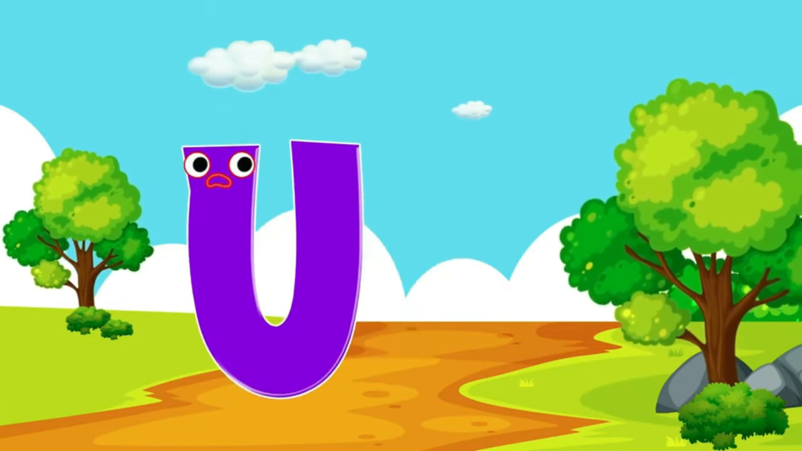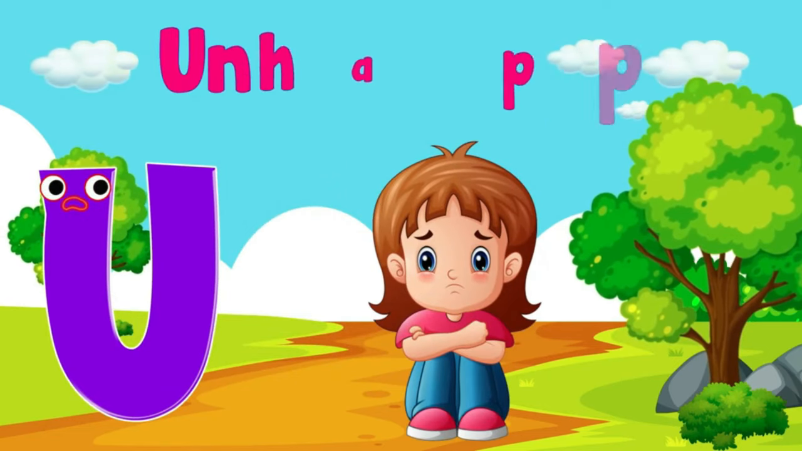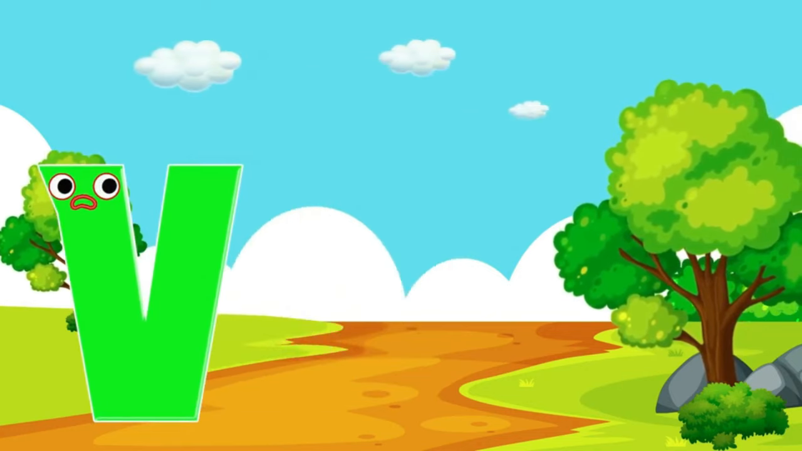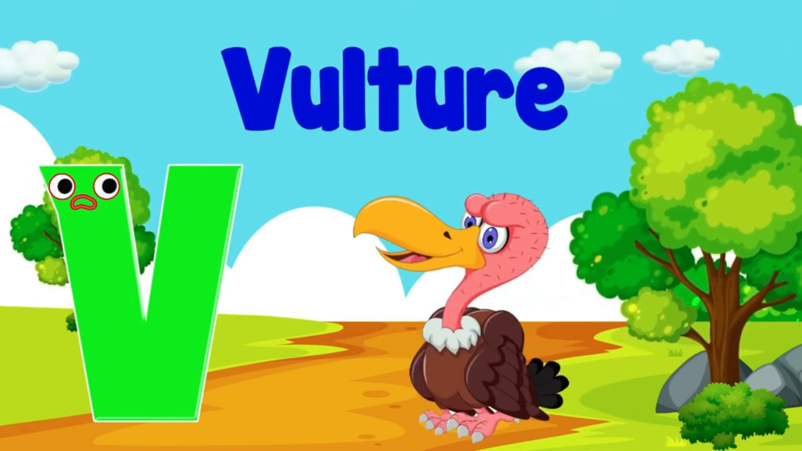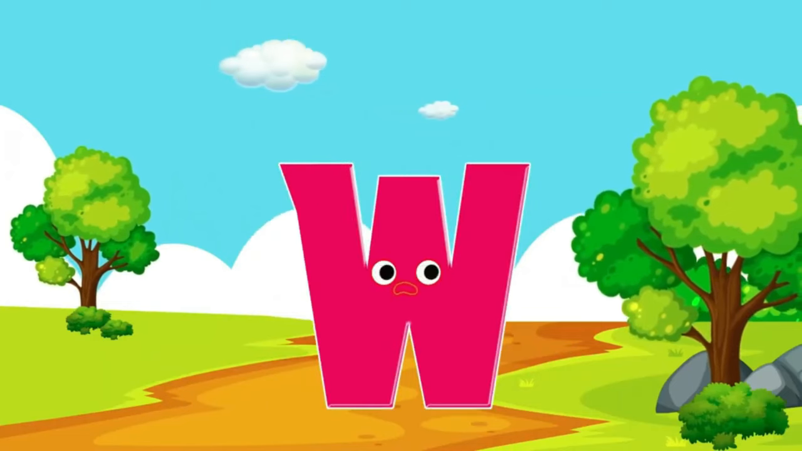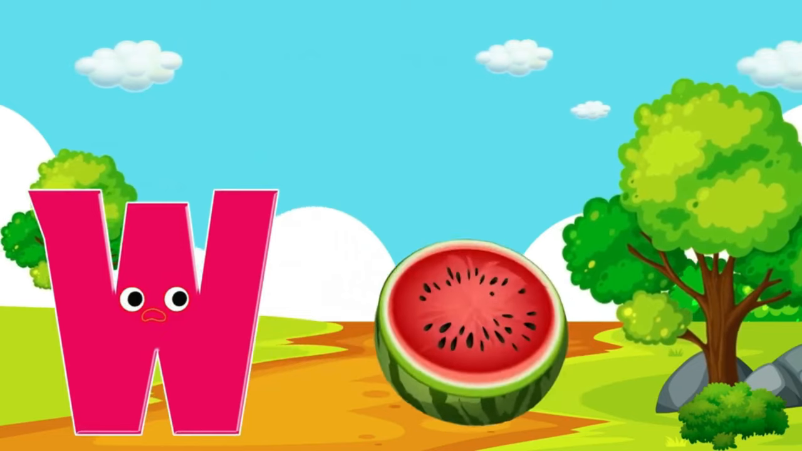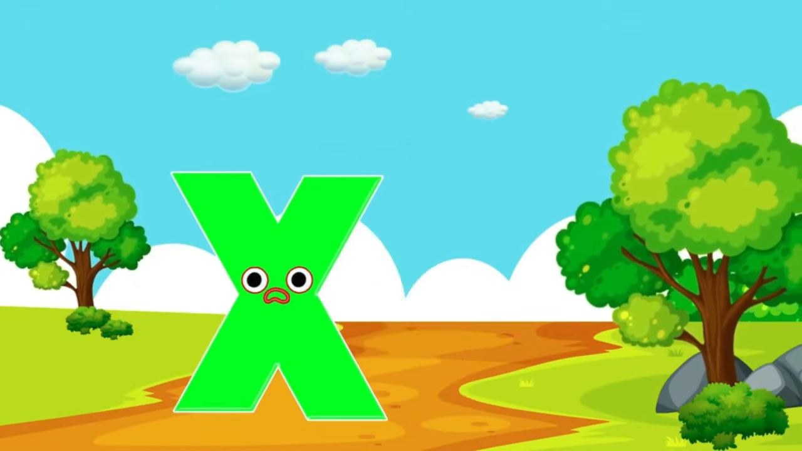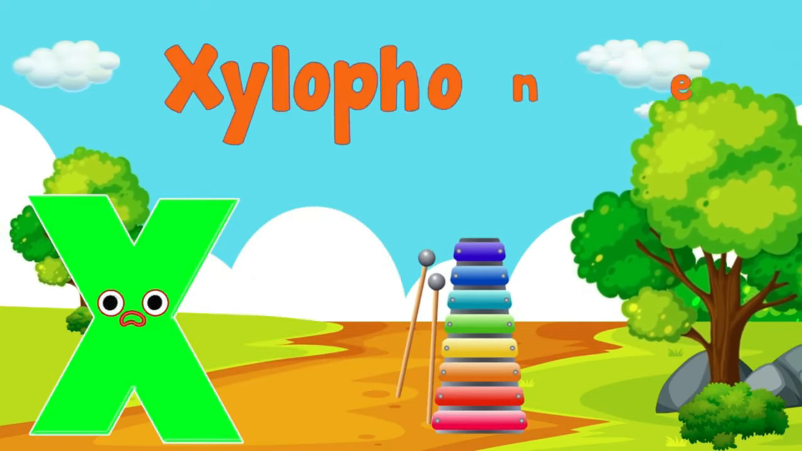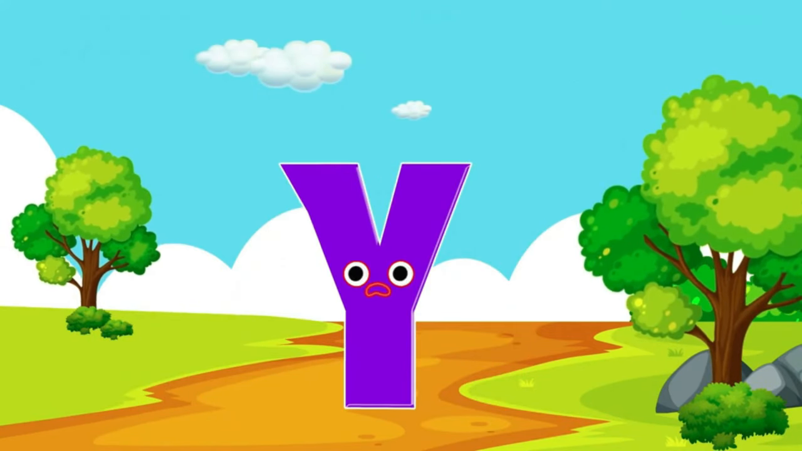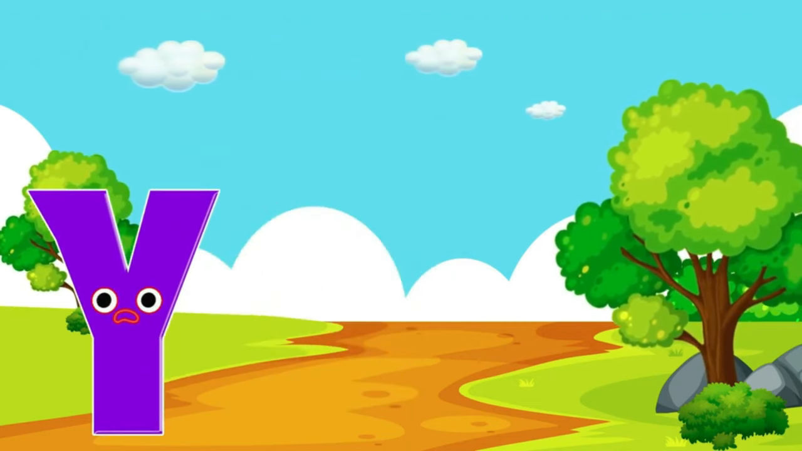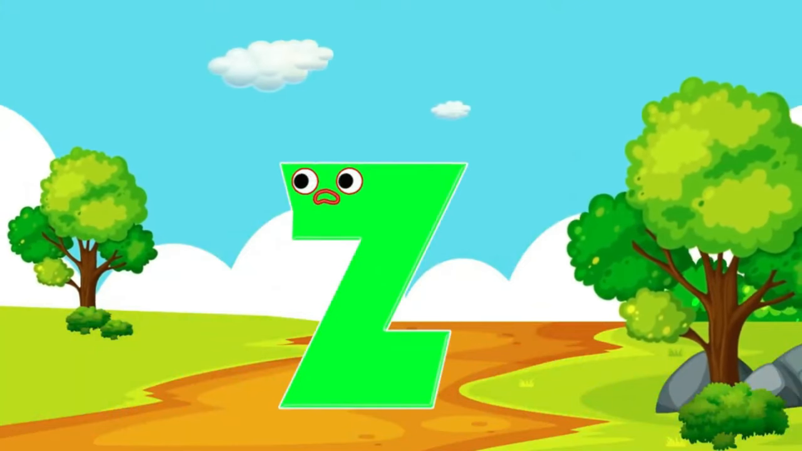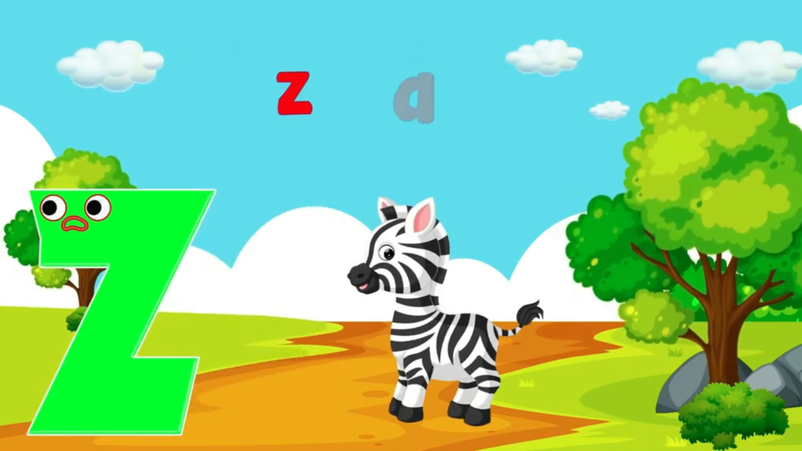Letter U is for unhappy. Letter V is for vulture. Letter W is for watermelon. Letter X is for xylophone. Letter Y is for yo-yo. Letter Z is for everywhere.